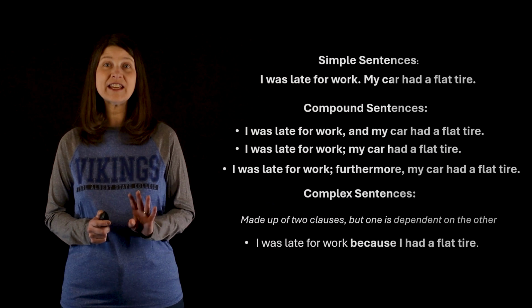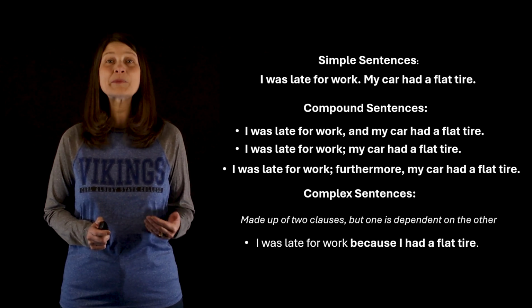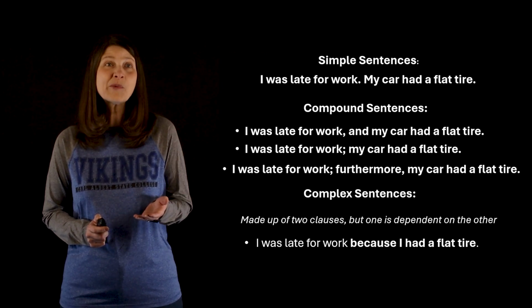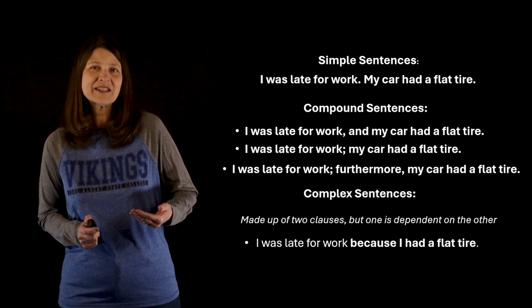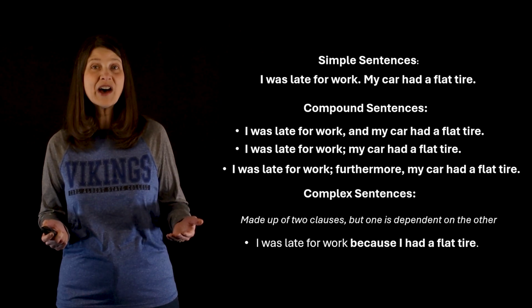In today's episode of VikEquip, we're going to be looking at complex sentences. You might remember that there are 4 different kinds of sentences in the English language. The first is the simple sentence, where we just need a subject and verb and to express a complete thought. Like, I was late for work. I have a subject, I have a verb, it expresses a complete thought. My car had a flat tire. Subject, verb, expresses a complete thought.